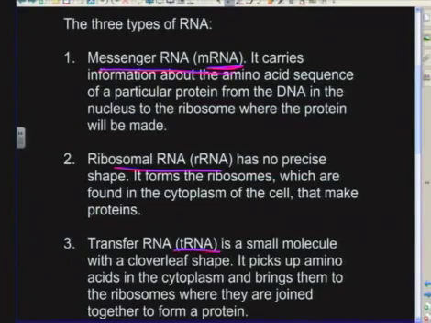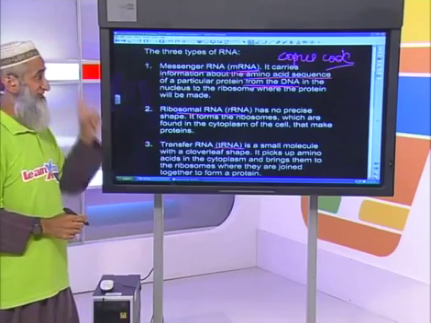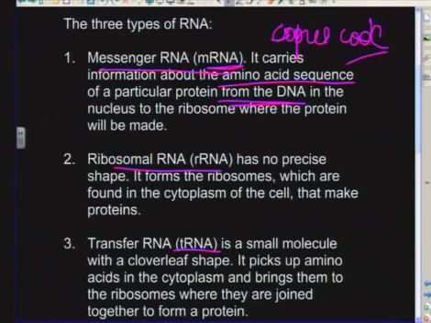Messenger RNA, first of all, carries information about the amino acid sequence from the DNA. In other words, messenger RNA copies the code from the DNA. That's the first thing. We're not going to go into detail now because we'll go into that later. Ribosomal RNA doesn't have a real shape as such, but it forms in the ribosomes, and the ribosomes are formed in the cytoplasm of the cell to make proteins. In other words, ribosomes are the site of protein synthesis.